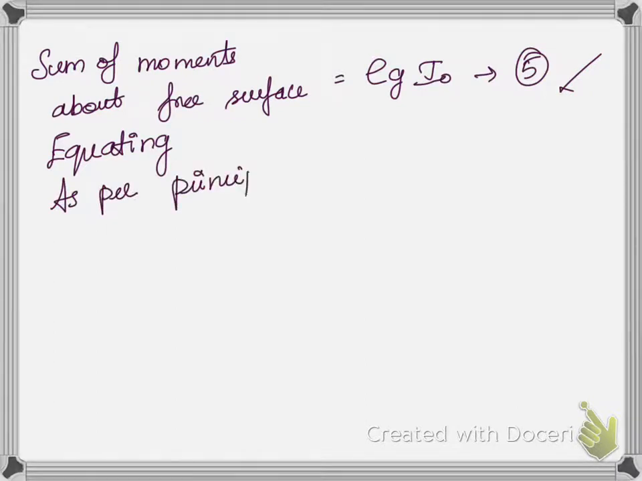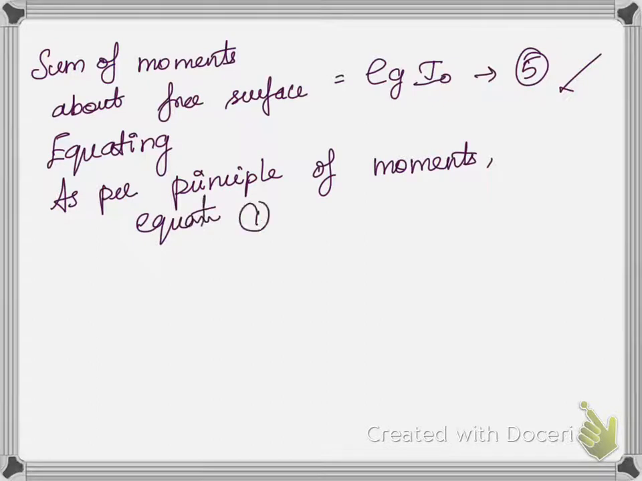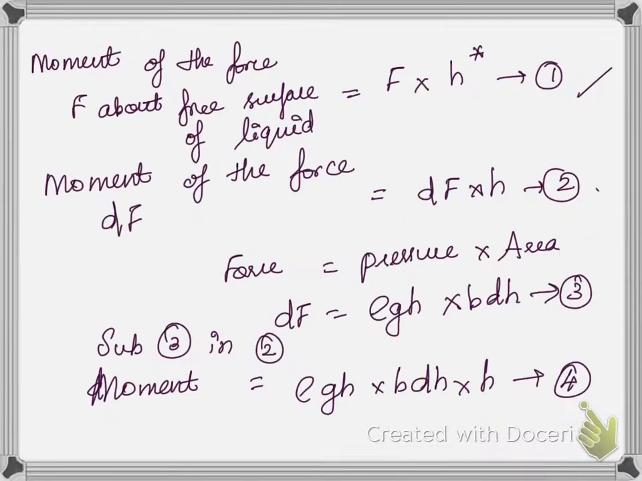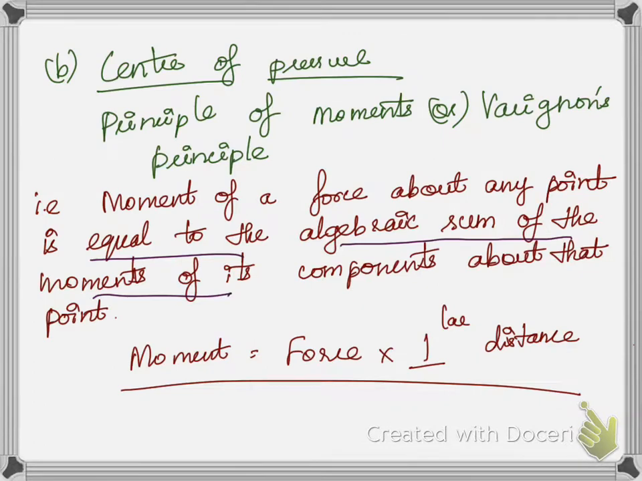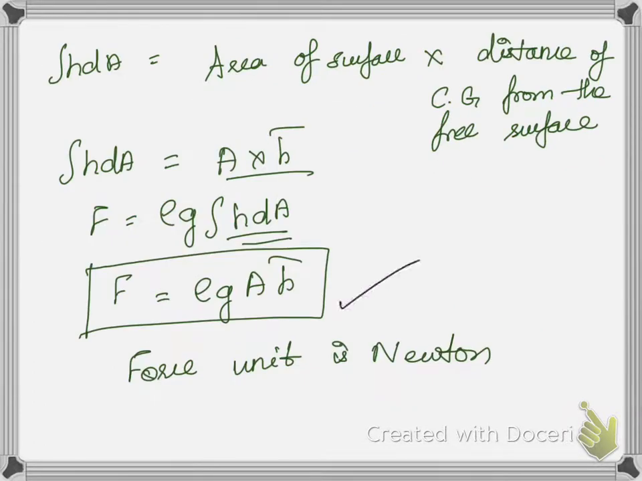So as per the principle of moments, I can equate equation number 1 and 5, which is F into H star is equal to rho G I naught. Okay, so what is F? Already we have calculated our F. So what is our F? Rho G into A H bar. So this is my F. I keep this as equation A.